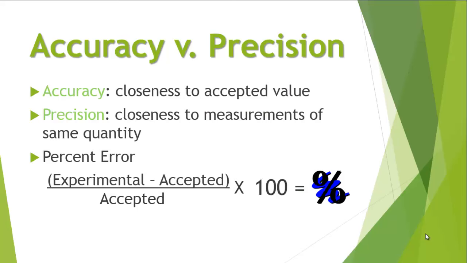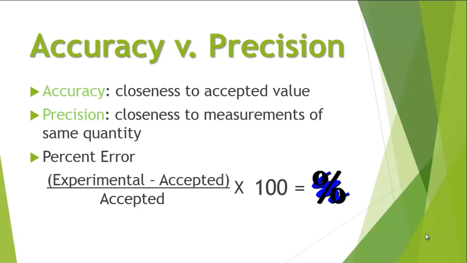We will begin topic 2 with accuracy versus precision. Accuracy is defined as the closeness of a value to an accepted value. So as you look at a given and you compare your results, it's your value compared to an accepted correct answer. So how close are you to that value?